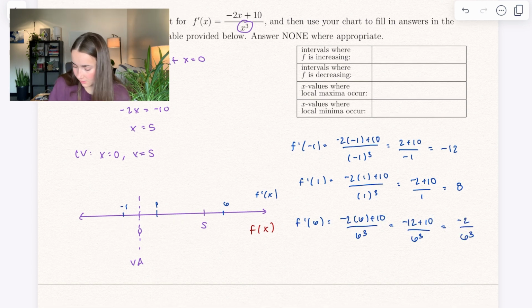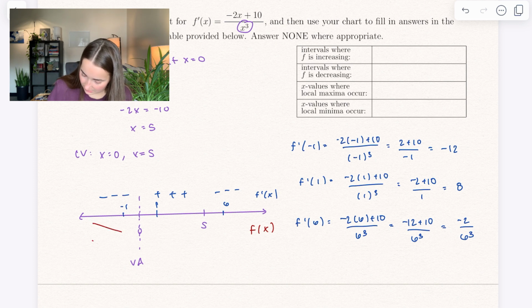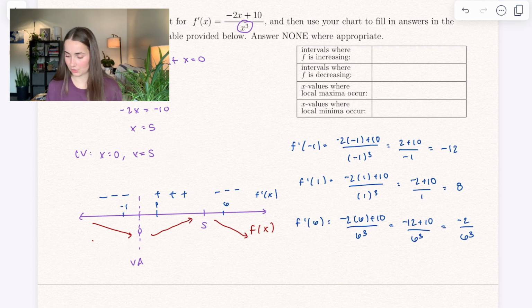Okay, so in our first interval, I got -12. In the second interval, I got +8. And in the third, I got -2 divided by 6 cubed. I don't know what that actually equals. All I care is if it's positive or negative. So that tells me first we are decreasing, we switch to increasing, and then we are again decreasing. So now let's go ahead and use a sign chart to fill out these questions over here.